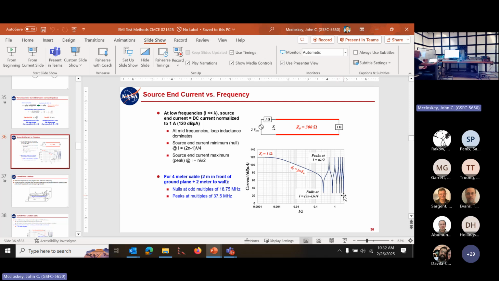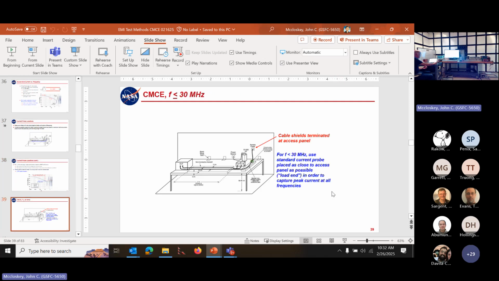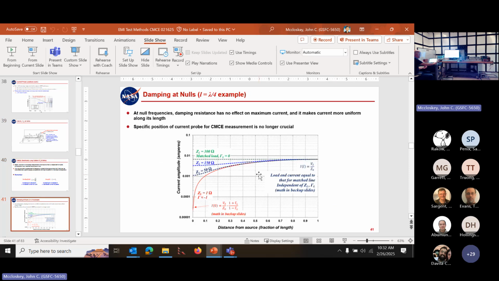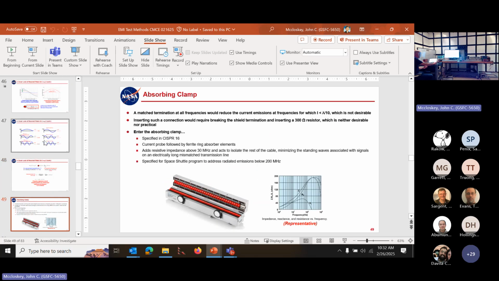So if you were able to put a matched impedance at the end of your transmission line, that's one option. It's not a very good one, for reasons I'll mention here. If you were to actually pursue that, you would be breaking your shield termination and putting a 300 ohm resistor in series with it, which I am not recommending. Make that very clear. That opens up a whole other can of worms. I mean, you're breaking a shield termination, right? You don't really want to do that.